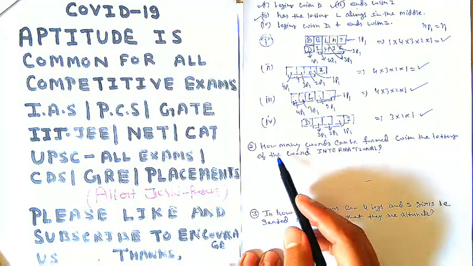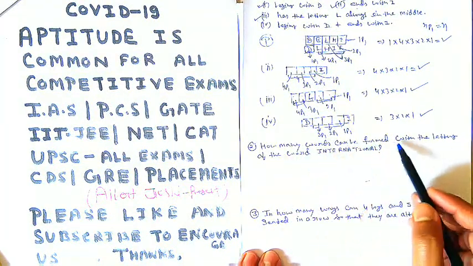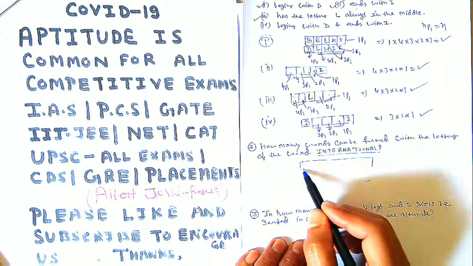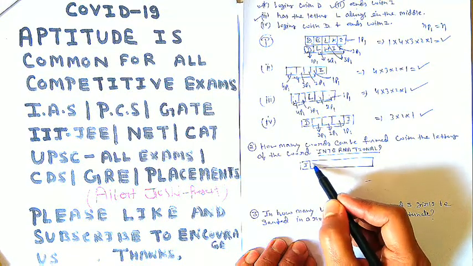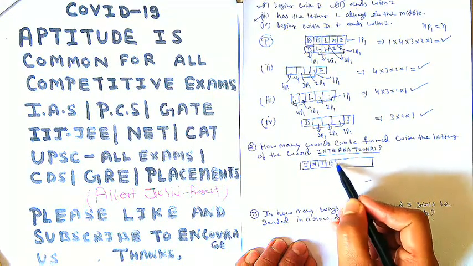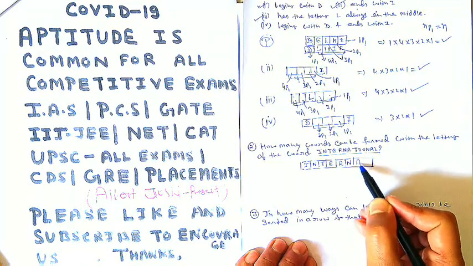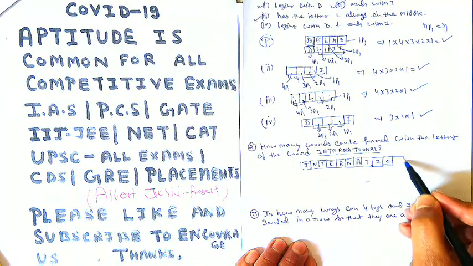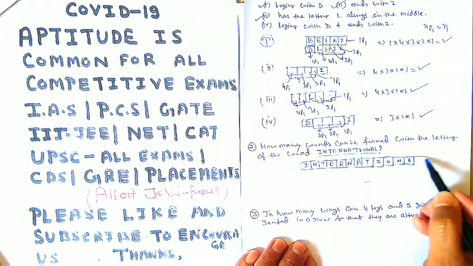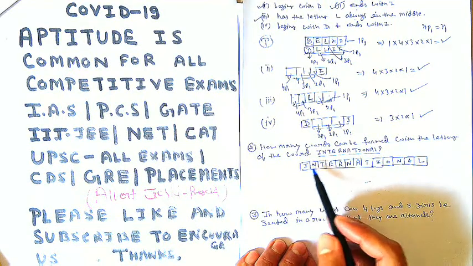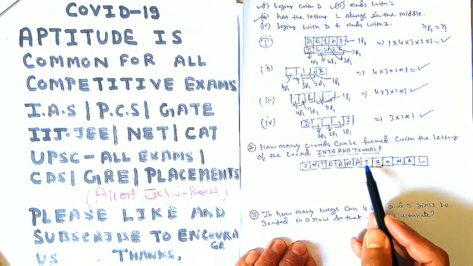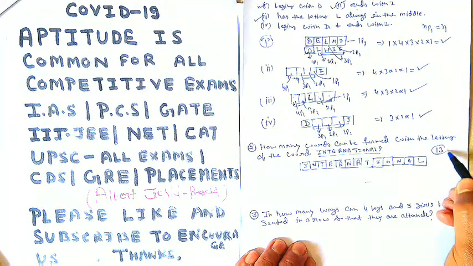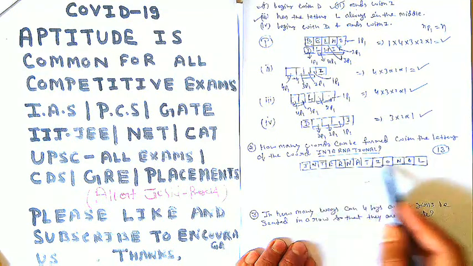Now question number 2: how many words can be formed with the letters of the word INTERNATIONAL? So 1, 2, 3, 4, 5, 6, 7, 8, 9, 10, 11, 12, 13. There are a total of 13 letters, and you have to place the 13 letters in 13 boxes.